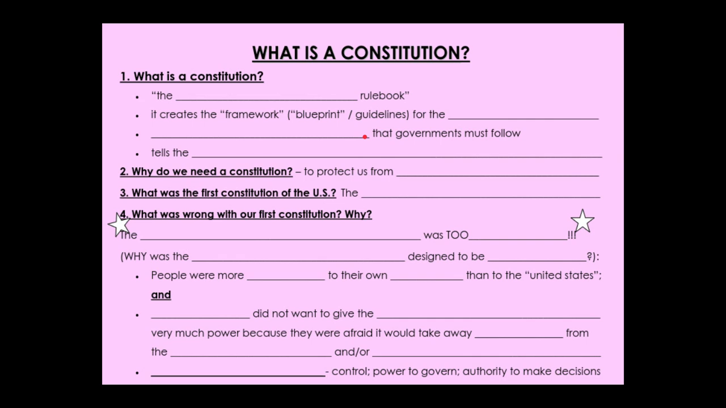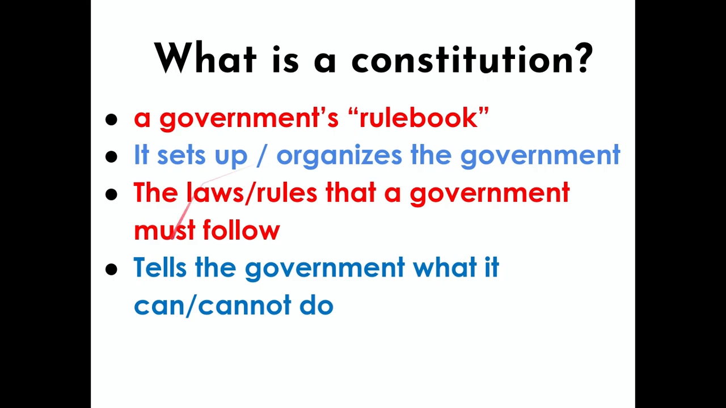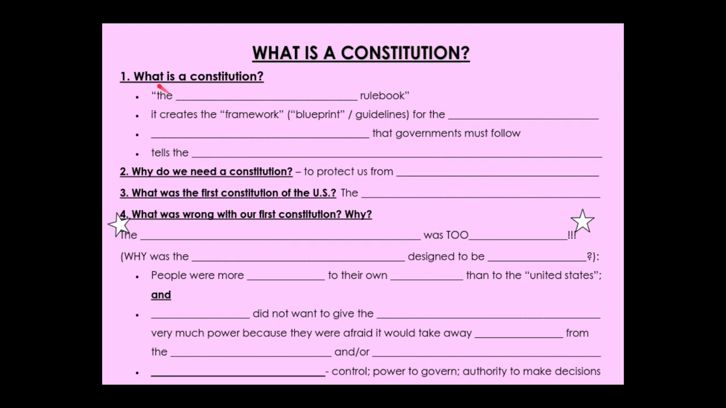It's the rules or laws that a government must follow. Now we're back on track. The rules or laws that the government must follow. It tells the government what it can and cannot do. Okay, so right now we've just filled in all of number one here. So if you didn't get that, you can go back and get that.